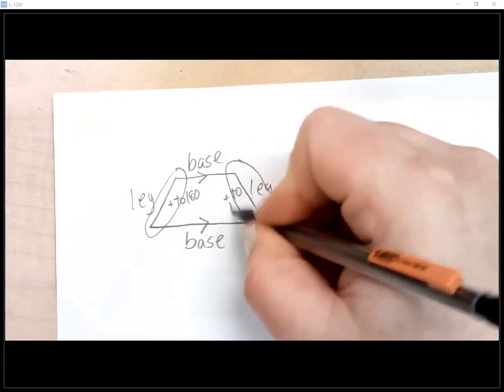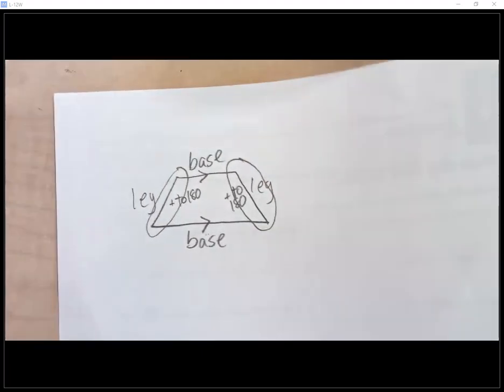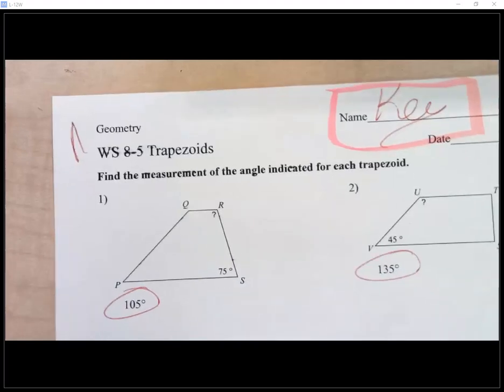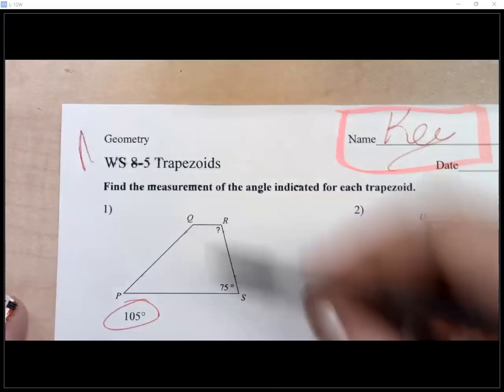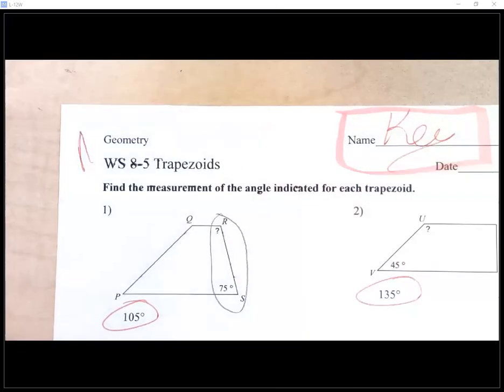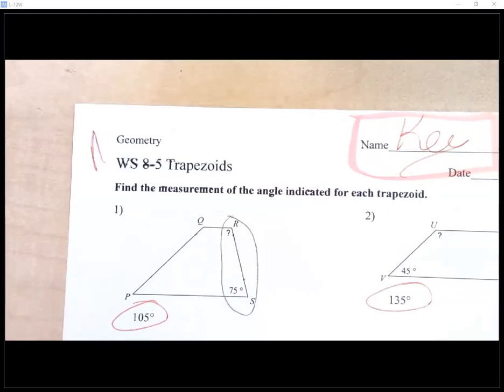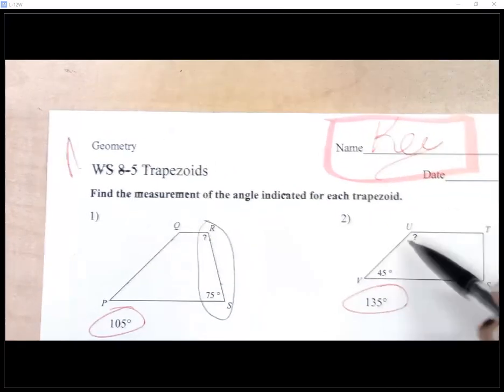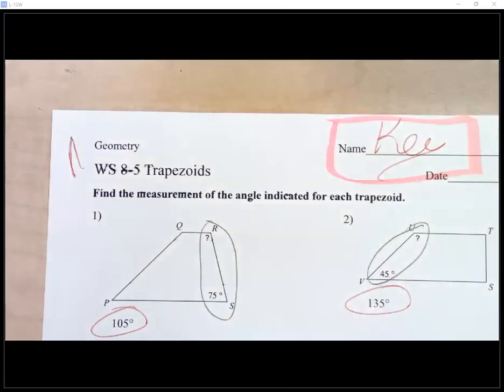That's how, when you're doing your homework, that's basically how you do the first 12. Because all you're doing is looking and saying, oh, these two have to add to 180. So if that's 75, I got to get 105. Does that make sense? So number 2, obviously, if that's 45, that's got to be 135. And so on and so on.